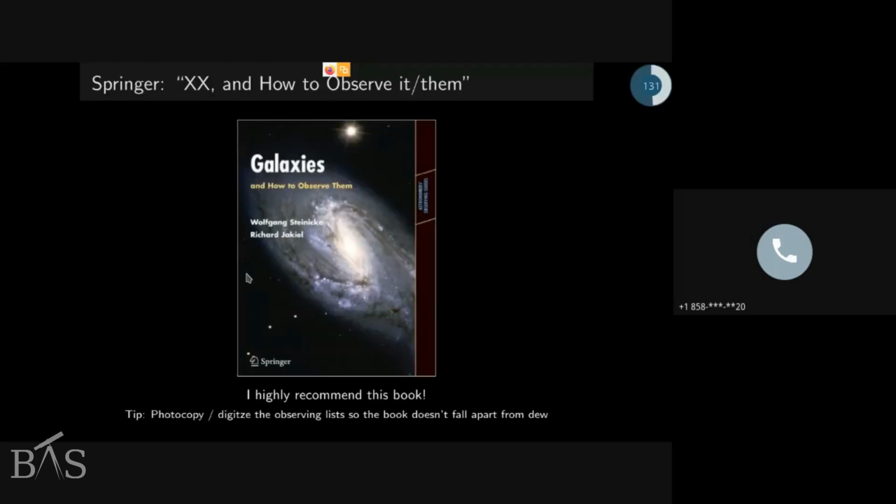This book, I cannot recommend this book enough. This book is extremely good. But it's actually part of a series. And you might be interested in the other books in the series. I mean, galaxies are my favorite thing, but there's comets and how to observe them, double stars and how to observe them. There's an entire series by Springer on something and how to observe it or them. And all of them are affordably priced. They're not like typical US hardbound books. They are affordable even by Indian standards.